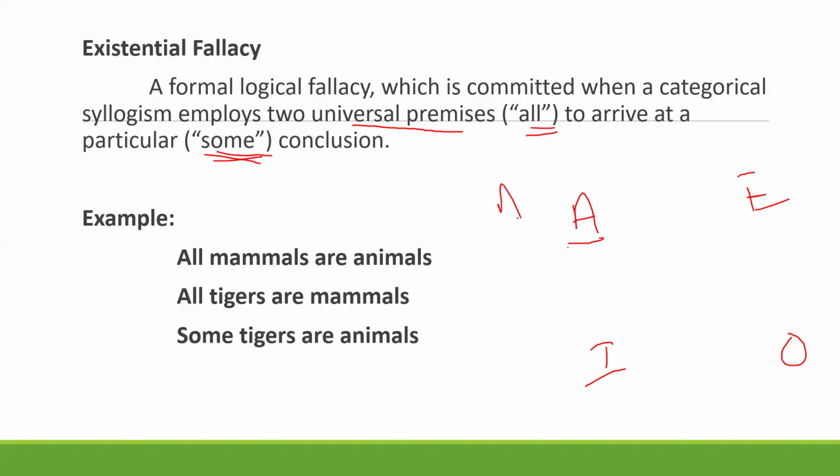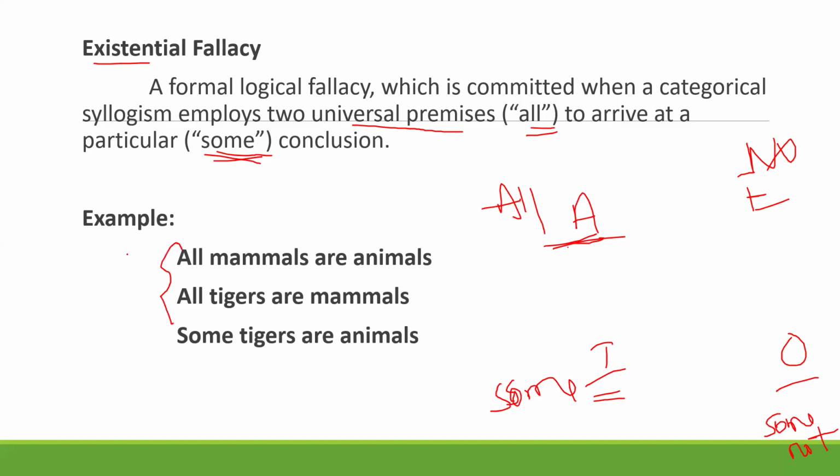This is A, all. This is no. This is some. This is some not. We know that already. Now, whenever we are getting all plus all, that is called existential fallacy. Or we are getting all plus some, that also we call existential fallacy. All mammals are animals. All tigers are mammals. These are called premise 1 and premise 2. So this is actually the conclusion.